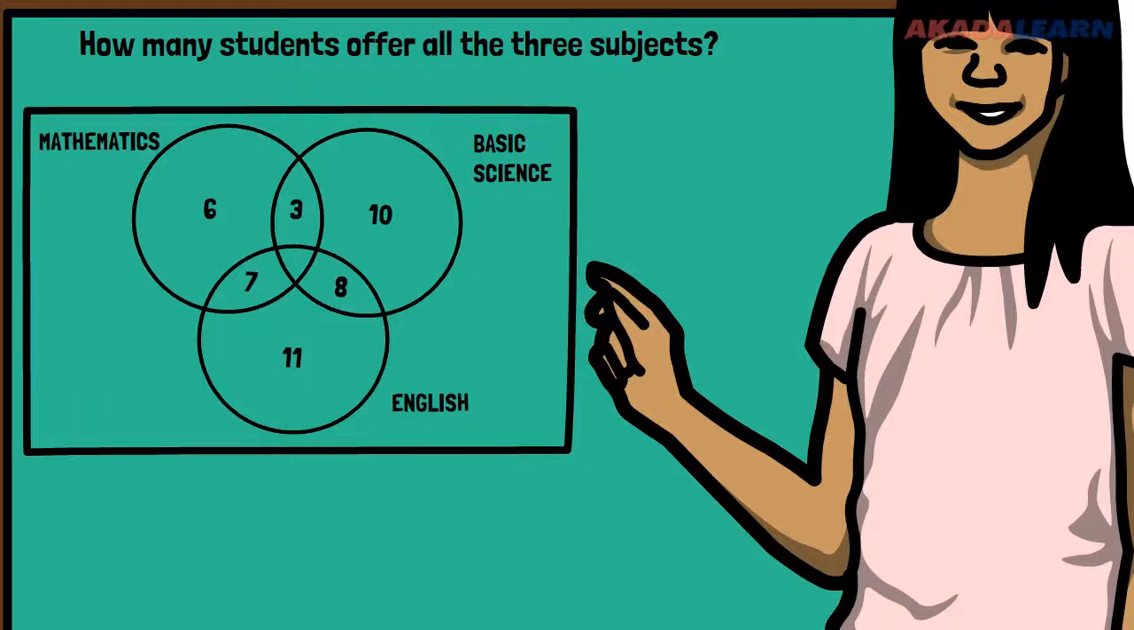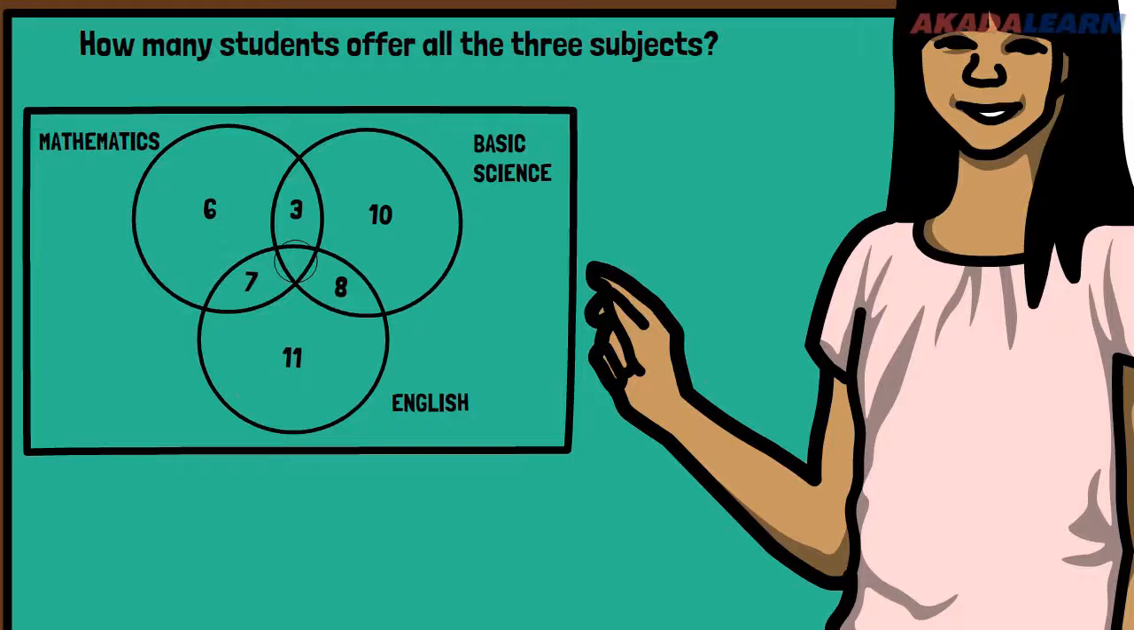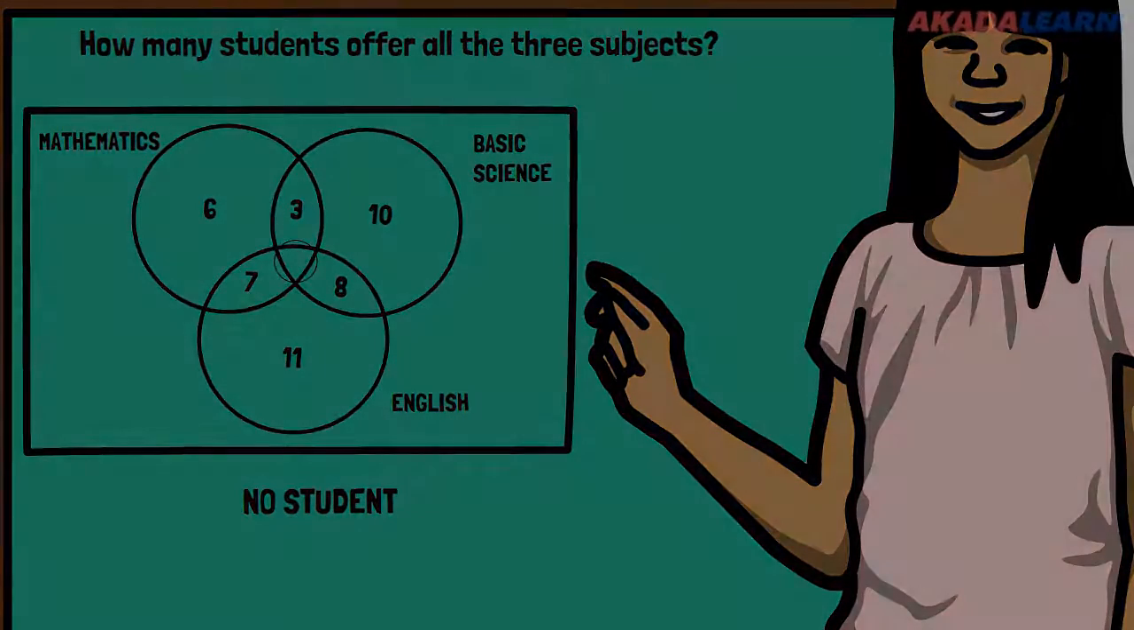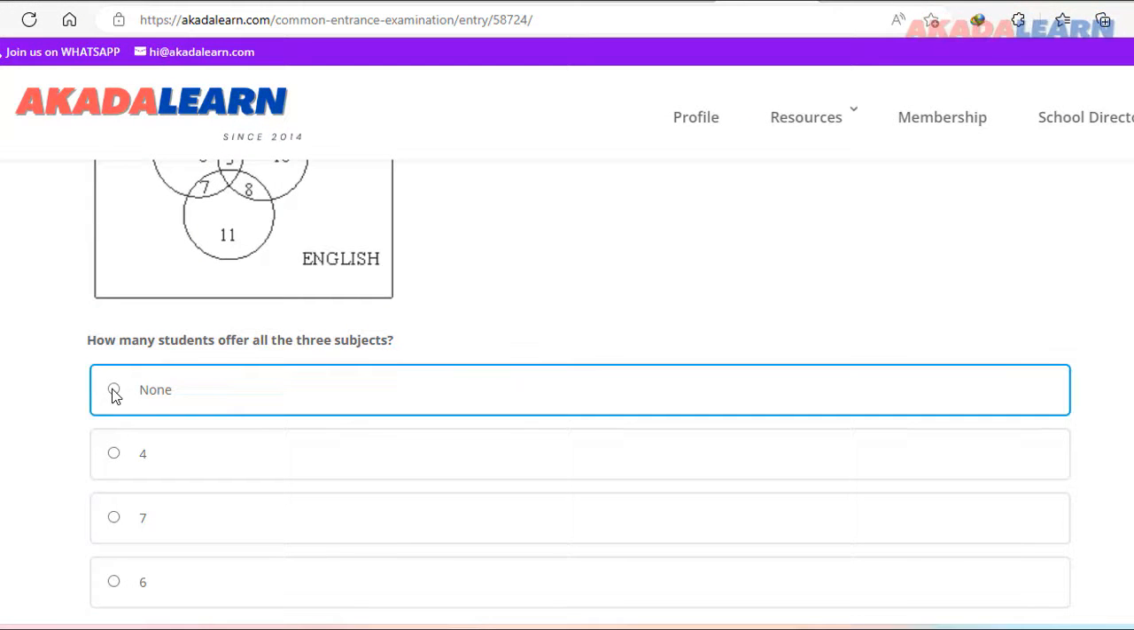So that will be where the 3 circles meet, and that section over there, and there's nothing there, so it is no student, which is your final answer. So of course the answer is none according to the video. So let's see, none.